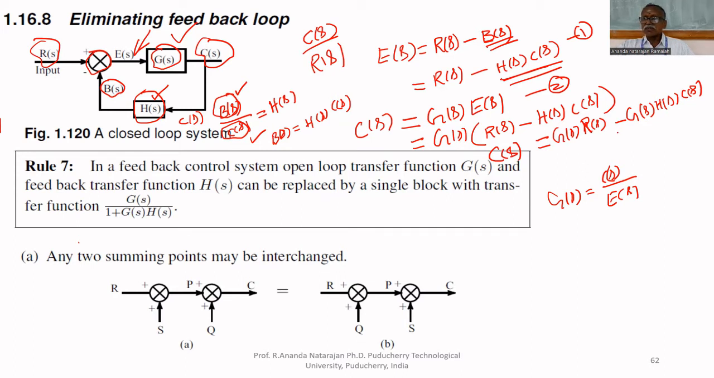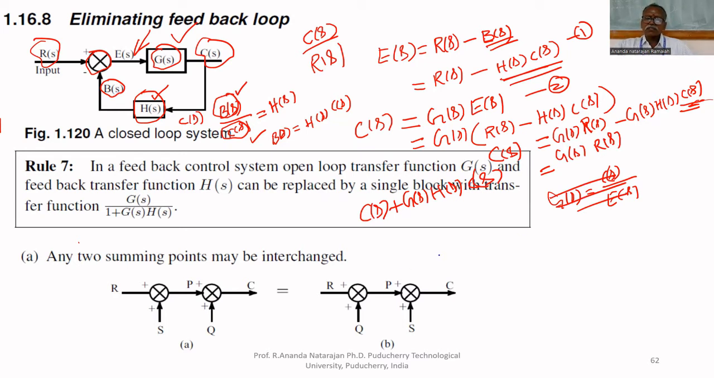You can bring C of s to the left hand side. Why is C of s coming on the right hand side? Because feedback is there. The output is fed back as input to the system. So if you bring all C of s to the left hand side, what you will get? C of s plus G of s, H of s, C of s equal to G of s, R of s.